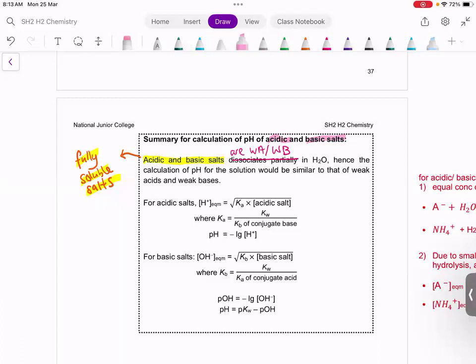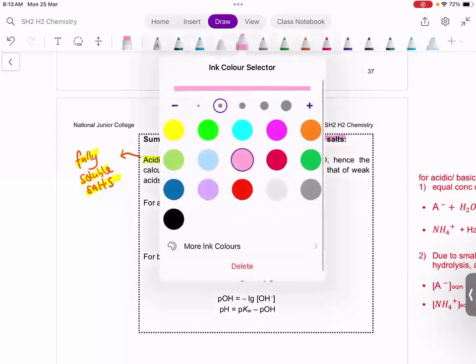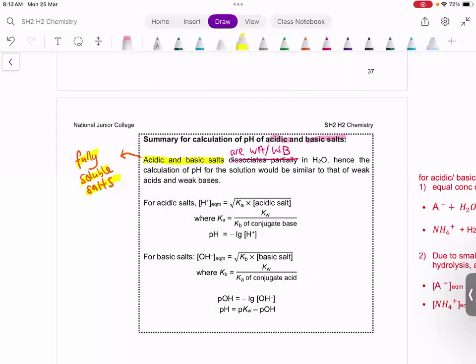So the salt will undergo full dissociation, but as a weak acid or weak base, they will partially dissociate to give H plus and OH minus. Do you know why we are allowed to use square root? This is not unfamiliar to you. This is the square root that we have used when we calculate pH of a weak acid as well as a weak base. So why is it applicable in this situation as well?